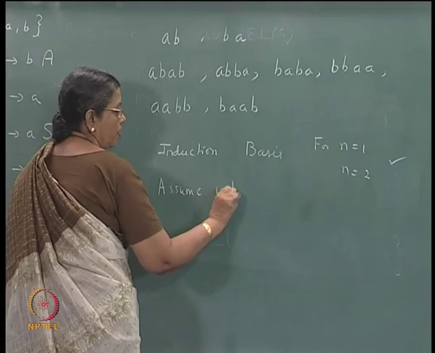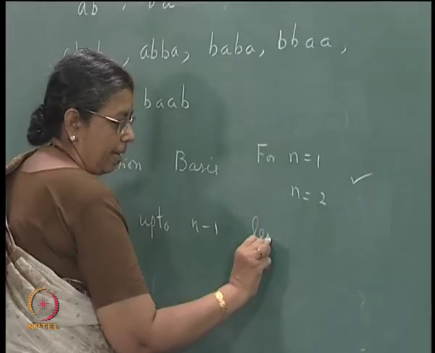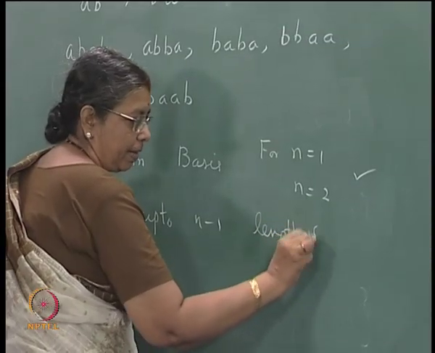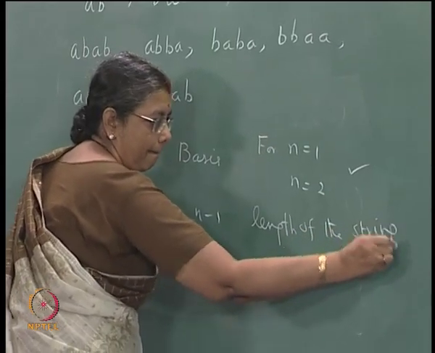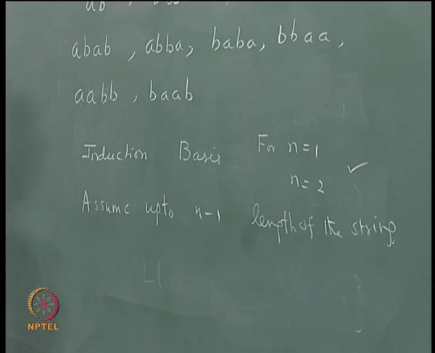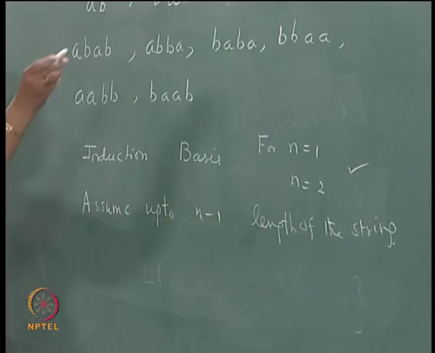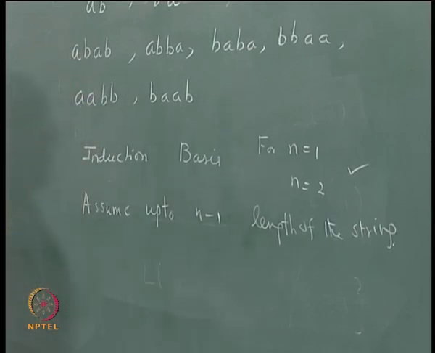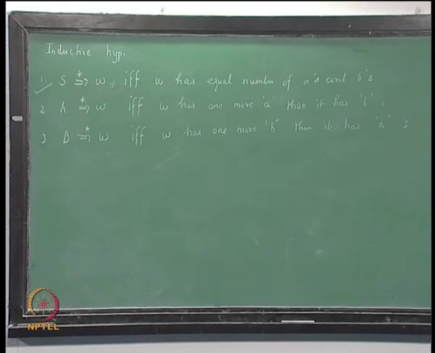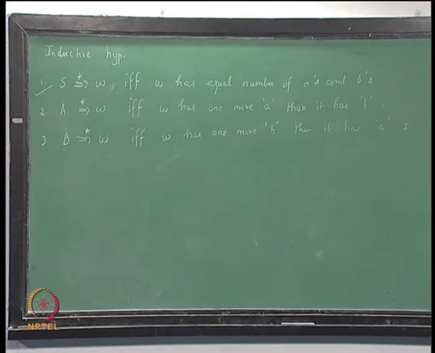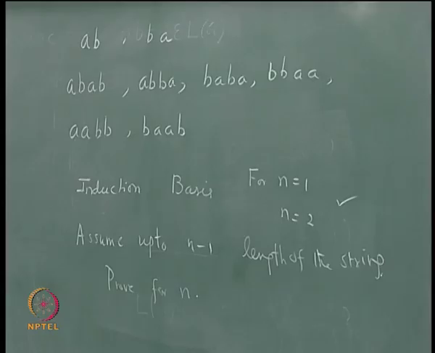Up to n minus 1. This n is the length of the string. Induction is on the length of the string. Assume up to n minus 1, that assumption is all the three you are assuming up to n minus 1. Prove for n.